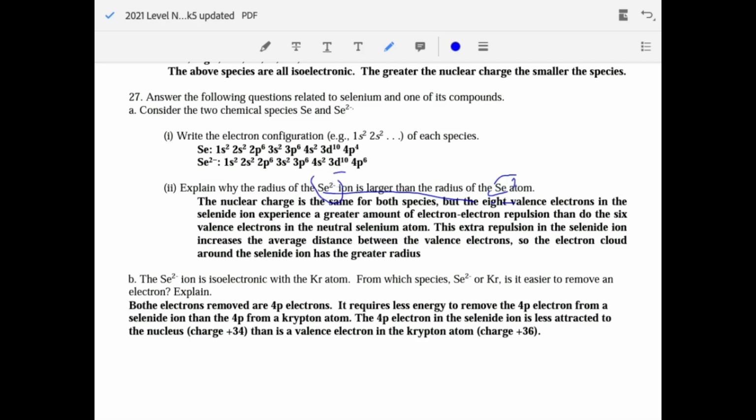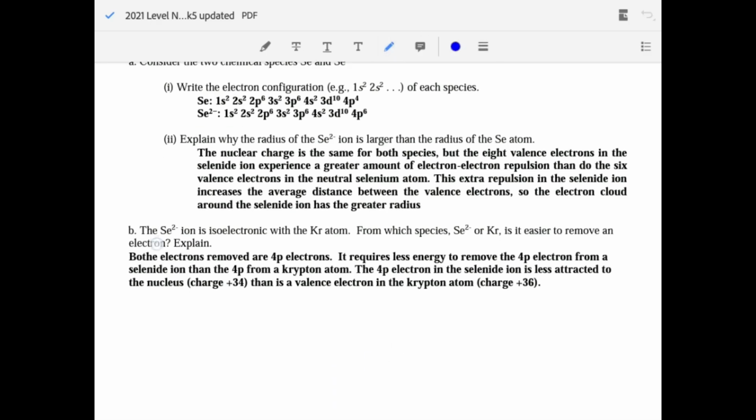But if you want to get into technical terms, adding more will increase repulsion between the existing electrons and the valence. So that's why they will push each other more, and it will increase the average distance between the valence electrons. So the electron cloud has greater radius.